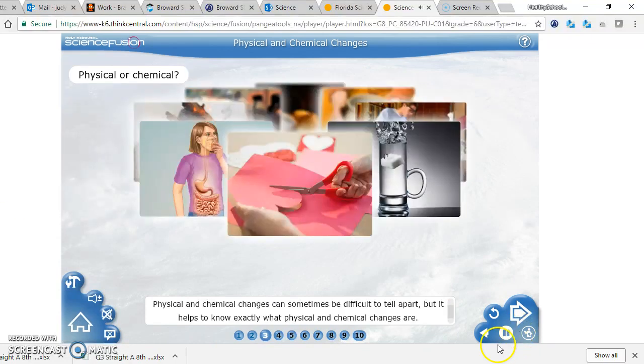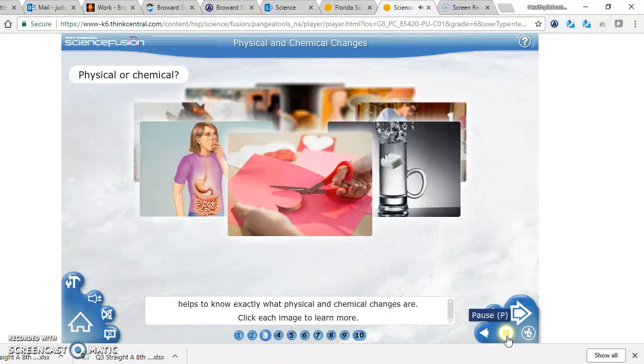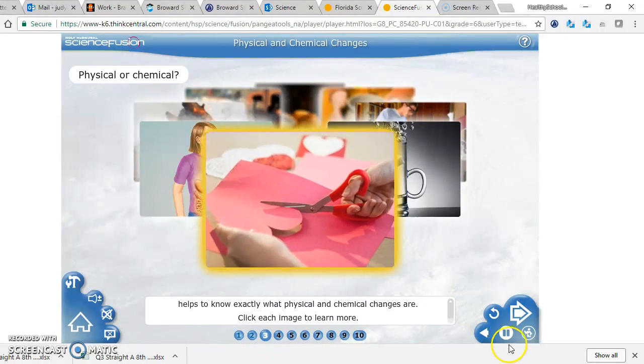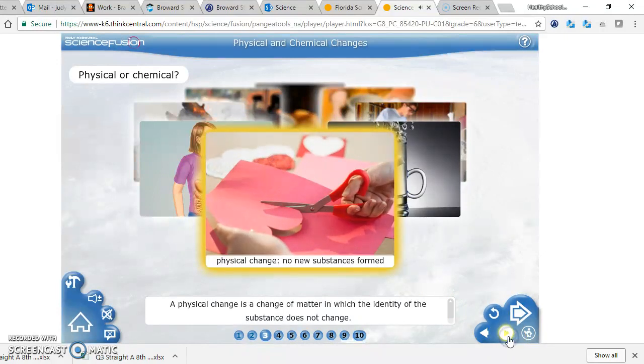Physical and chemical changes can sometimes be difficult to tell apart, but it helps to know exactly what physical and chemical changes are. Click each image to learn more. A physical change is a change of matter in which the identity of a substance does not change.